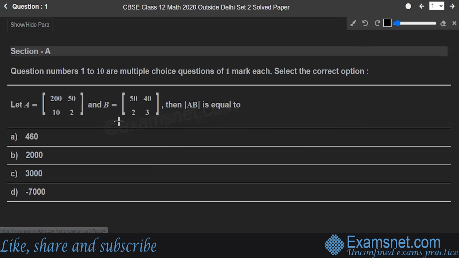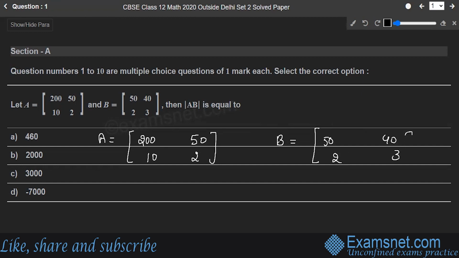Let's start with question number 1 for this set. You are given that A matrix is equal to 200, 50, 10, and 2. B is equal to 50, 40, 2, and 3. Now you have to find out the determinant of the product AB. Okay, you know the determinant of the product of two matrices is actually the product of the determinants of the two matrices separately. So for that, I need to find out the determinant of A. Determinant of A will be given by 200, 50, 10, and 2.